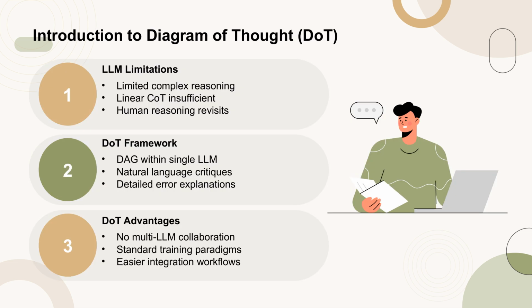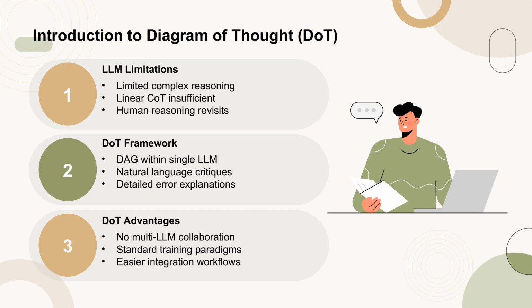The capabilities of large language models, LLMs, have expanded significantly, yet their proficiency in complex reasoning tasks remains limited. Traditional approaches like chain of thought, CoT, represent reasoning as linear sequences of intermediate steps, which may not capture the complexities of human reasoning. In this paper, the authors introduce the Diagram of Thought framework, which models logical deduction as the construction of a directed acyclic graph, DAG, within a single LLM. DoT incorporates natural language critiques, allowing the model to receive detailed explanations of errors, facilitating deeper understanding and more effective refinement of propositions. By embedding the entire reasoning process within one model and leveraging auto-regressive next token prediction with special tokens, DoT eliminates the need for multi-LLM collaboration or external control mechanisms, simplifying deployment and aligning closely with standard training paradigms for LLMs.